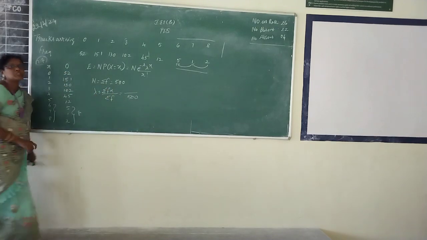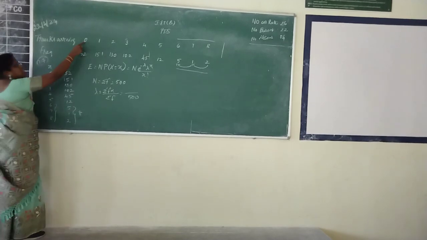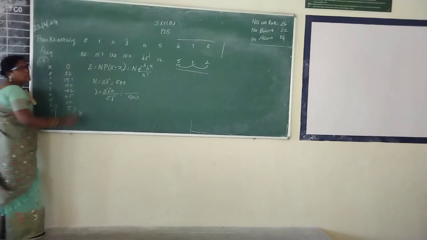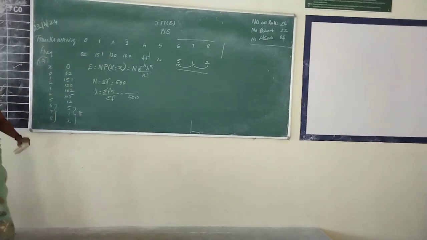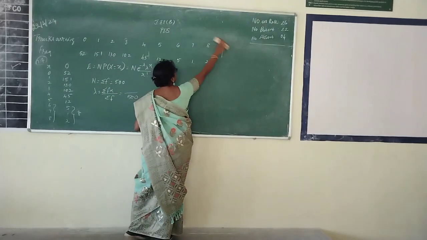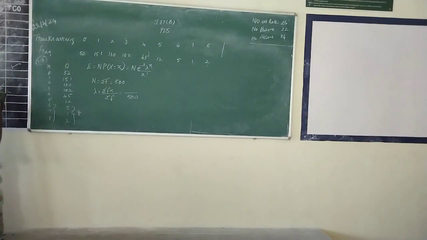To calculate summation of fx, what do you have to do? Multiply x with the corresponding frequency. Put in your calculator 0 into 52 plus 1 into 151 plus 2 into 130, like that, go up to 8. The rounding is done only in the last step. First consider them as individual values. Summation of fx, f into x total.